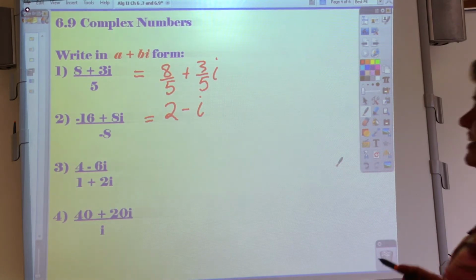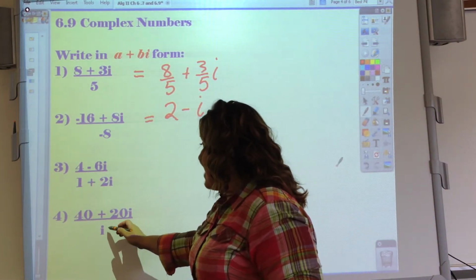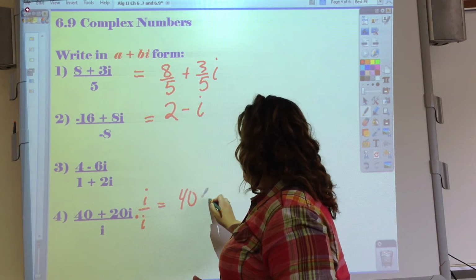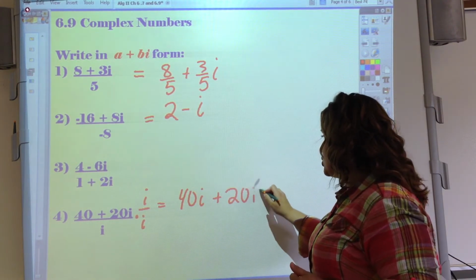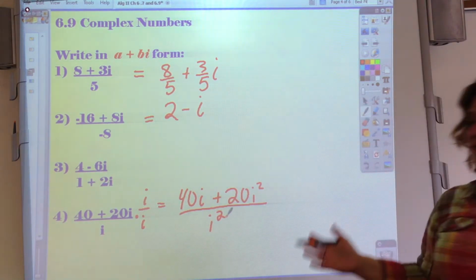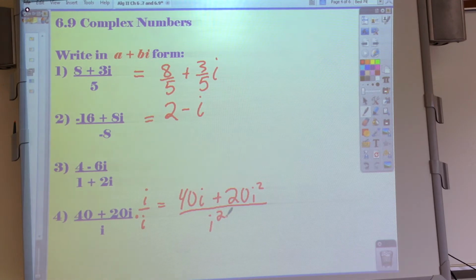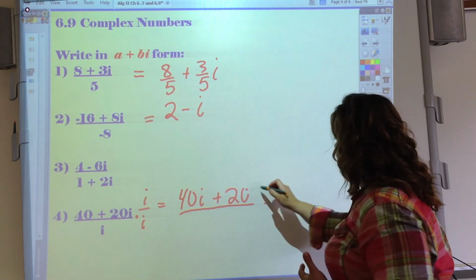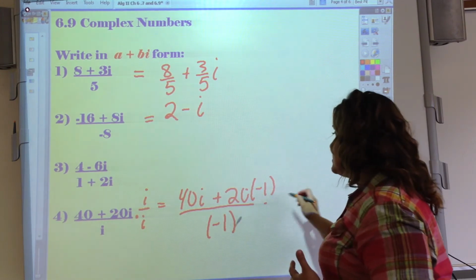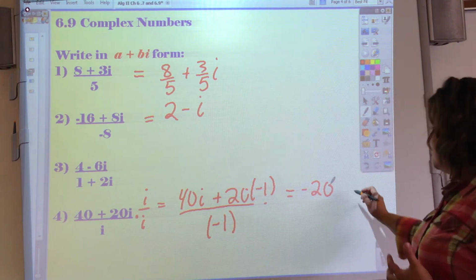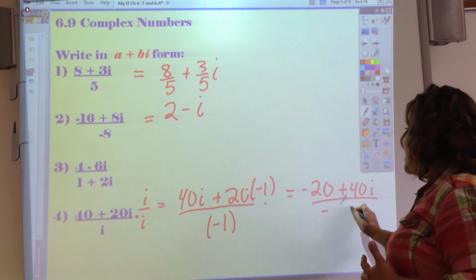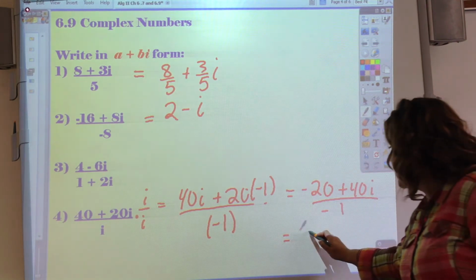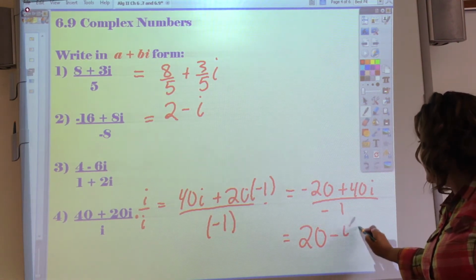In number 4, to get it in a plus bi form, I've got to get i out of the denominator. So I'm going to multiply top and bottom by i. And when I do that, I get 40i plus 20i squared divided by i squared. And from the previous section, we know that i squared is actually equal to a negative 1. So let's replace these i squared values with negative 1. Now when I simplify, I have a negative 20 plus 40i all over a negative 1, putting that real portion first. Now let's do our last step. A negative divided by a negative becomes a positive, and a positive divided by a negative becomes a negative.